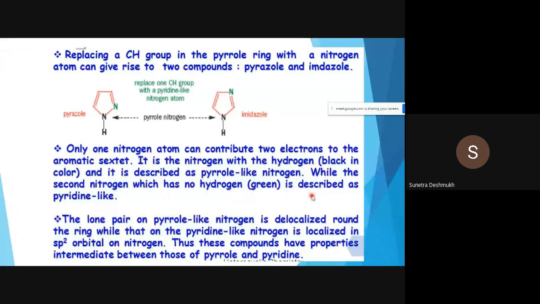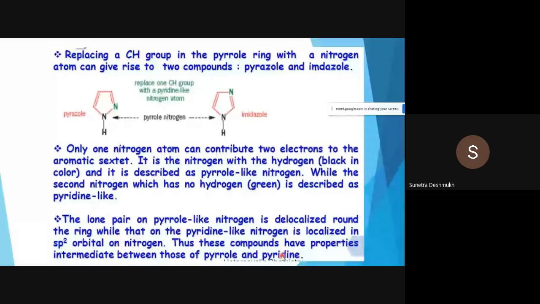The lone pair on the pyrrole-like nitrogen is delocalized around the ring, while that on the pyridine-like nitrogen is localized in the sp2 hybridized orbital on the nitrogen atom. So one lone pair is delocalized, one lone pair is localized in an sp2 hybridized orbital. Thus, these compounds have properties intermediate between. See, we learn all these things because we have to correlate them with the properties of pyrazole and imidazole. Why is the lone pair involved, why is it not involved, all these affect its properties.